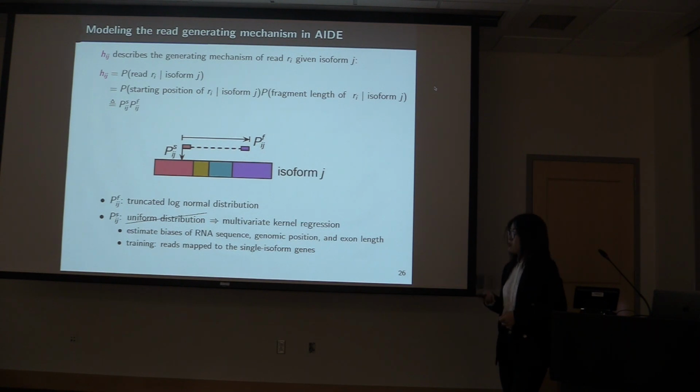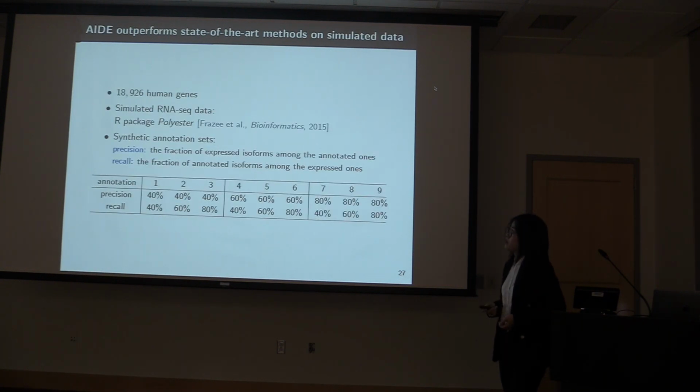In the interest of time, I will introduce one simulation study and one real data study to demonstrate the performance of AIDS. First of all, for the simulation study, we use the R package Polyester to simulate RNA-seq data for protein-coding human genes with predetermined isoform fractions. This package learns from real data to generate RNA-seq reads, so it's independent of our AIDS model, and the comparison is fair to other methods.